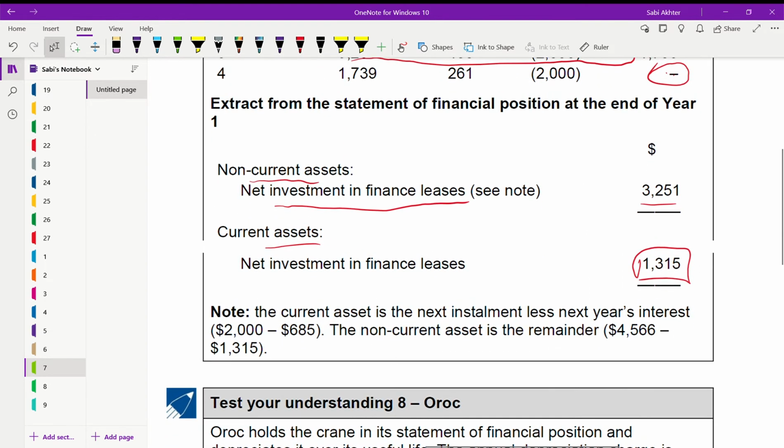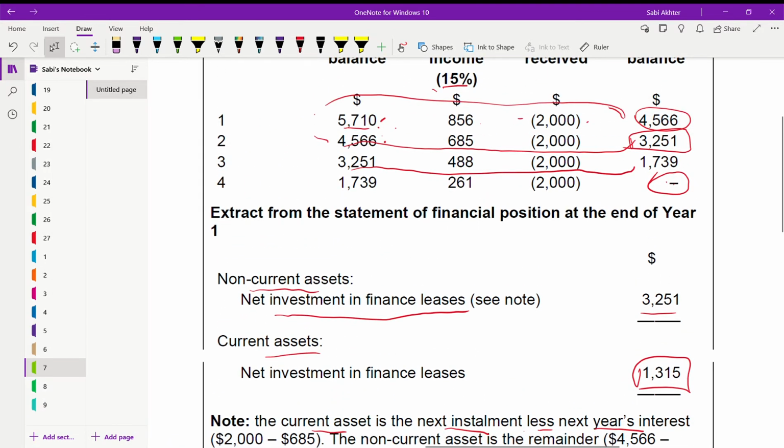The current asset is the next installment less the next year's interest. So the non-current asset is the remainder. What is the current asset? It is the next installment less the next year's interest. The next installment is 2000, right? From 2000 you minus this interest, 685.